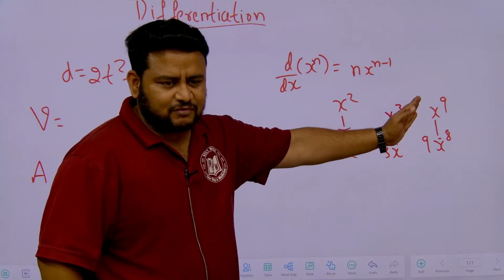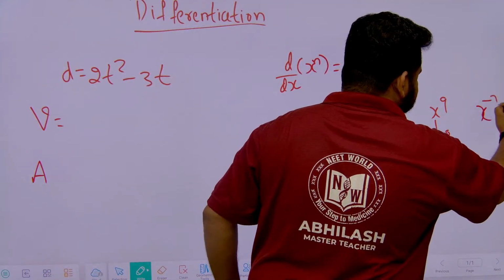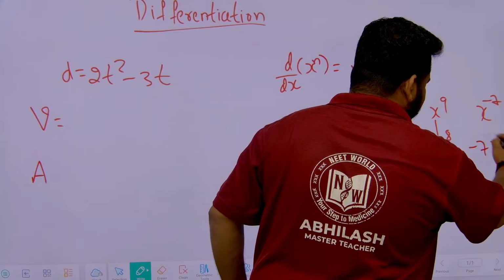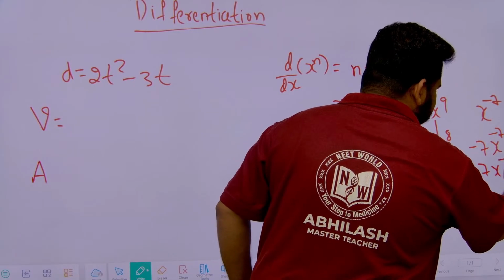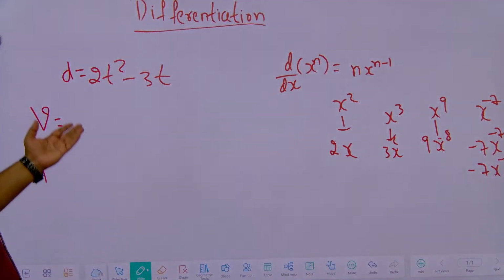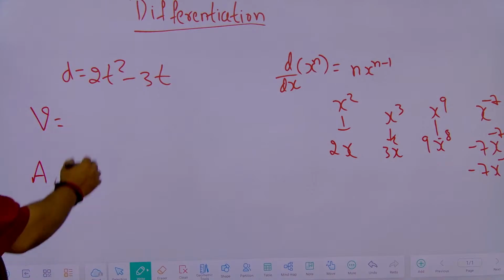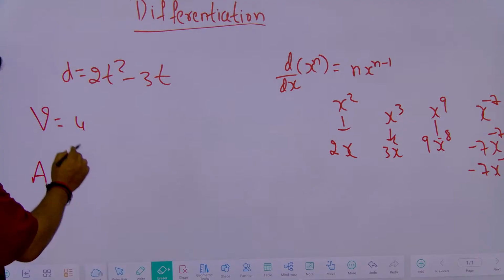On top, the power will be reduced by one. If you have x to the power of minus 7, you get minus 7 times x to the power of minus 7 minus 1, which is minus 8, because the minus is already there. Okay, this is what we will get. The same formula we have to apply here. So this will become what? 2 into 2 is 4. Let me write the steps for you.